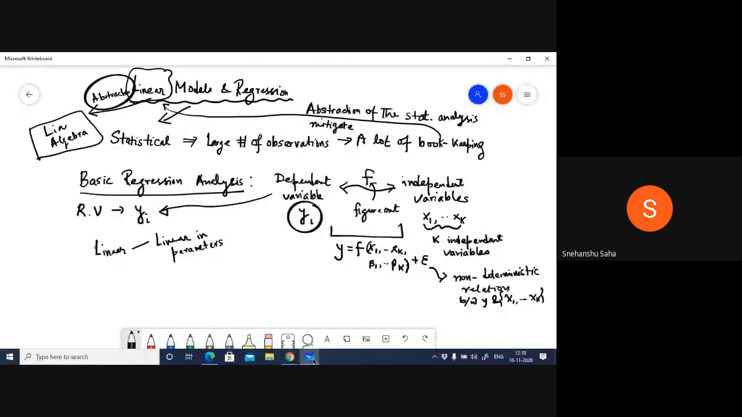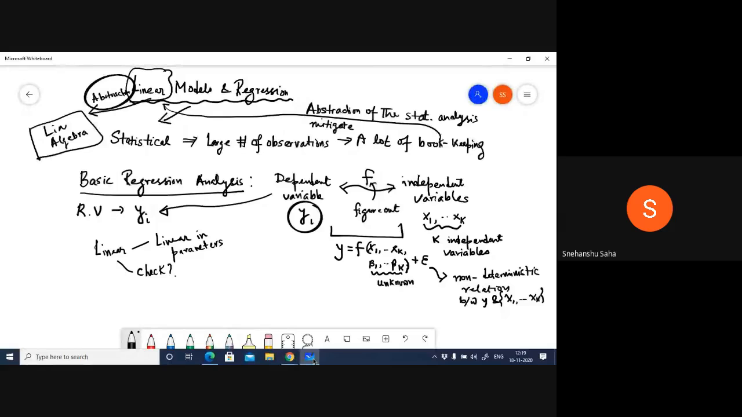So how do you check whether a model is linear or non-linear? The way to check is to use partial derivatives of the dependent variable with respect to these parameters. Please understand that these parameters are unknown to us, and we should be able to estimate these parameters from the data.